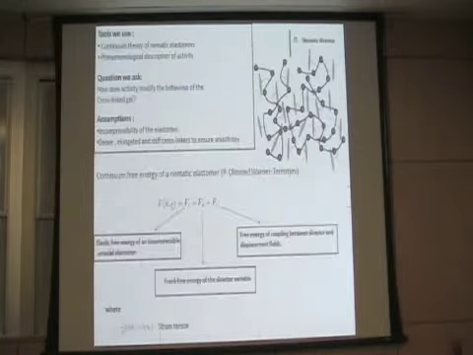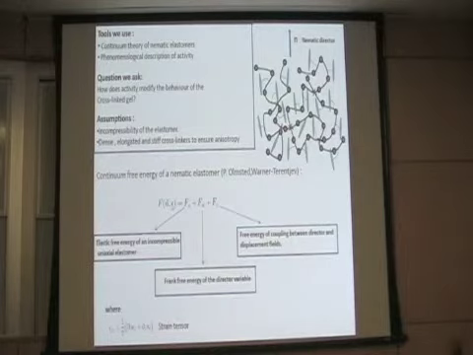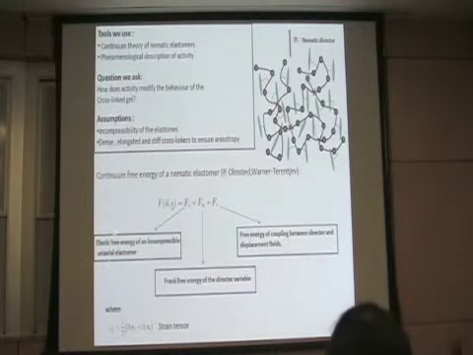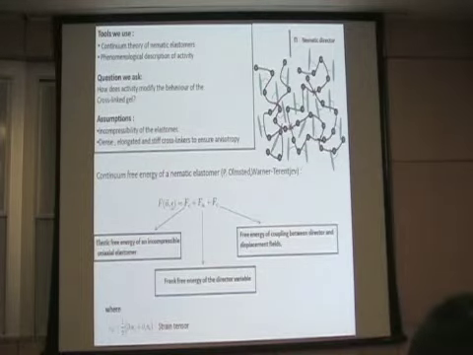And we build a phenomenological theory using the existing theory of nematic elastomers. The continuum free energy of a nematic elastomer can be broken down into 3 parts. One is the elastic free energy of an incompressible uniaxial elastomer. Another is the usual Frank free energy.